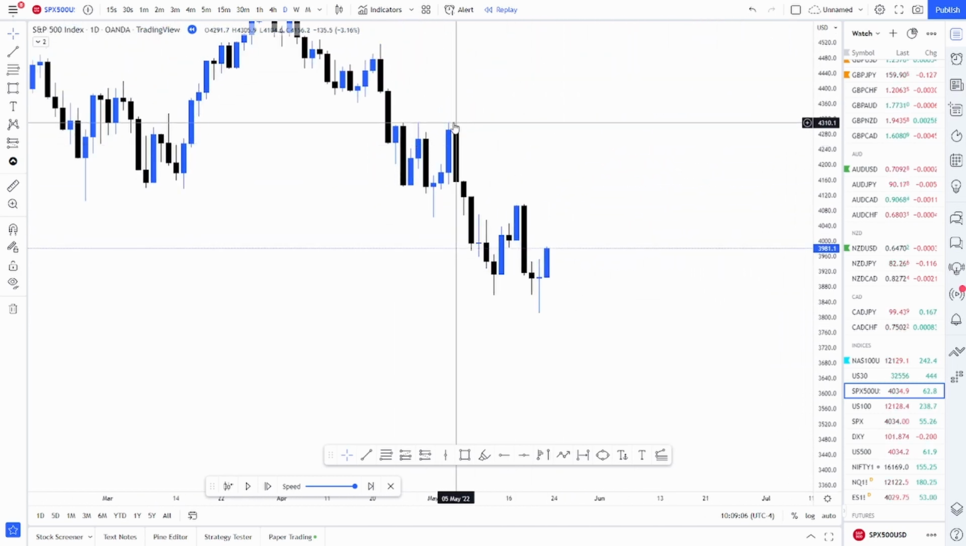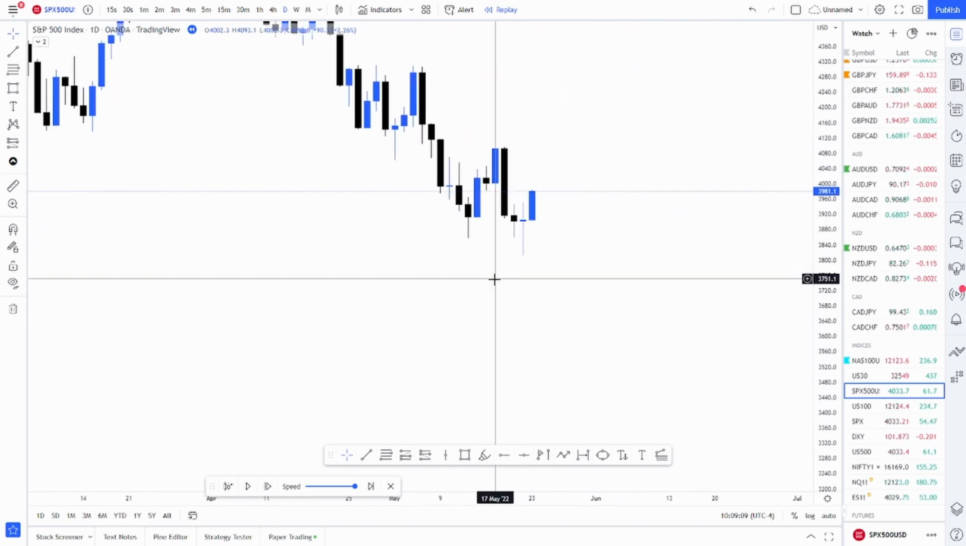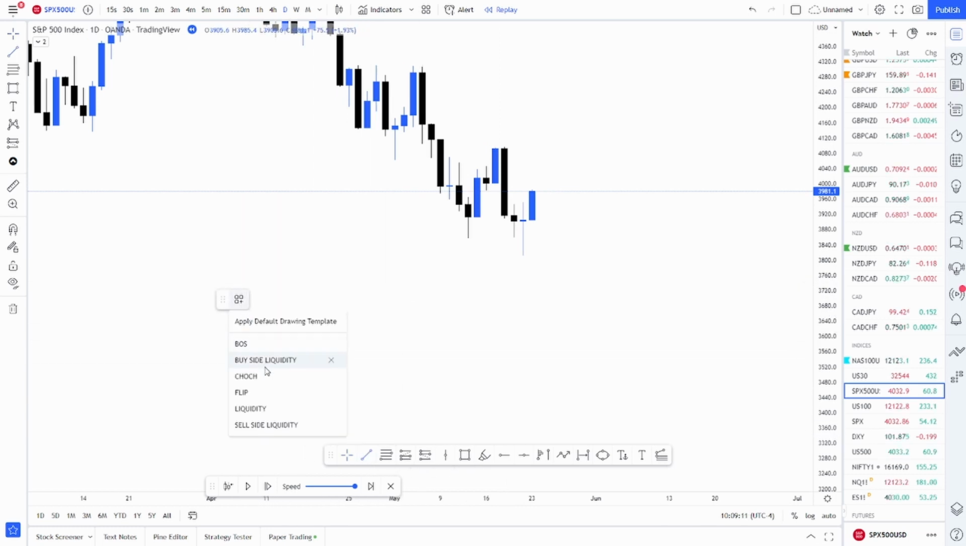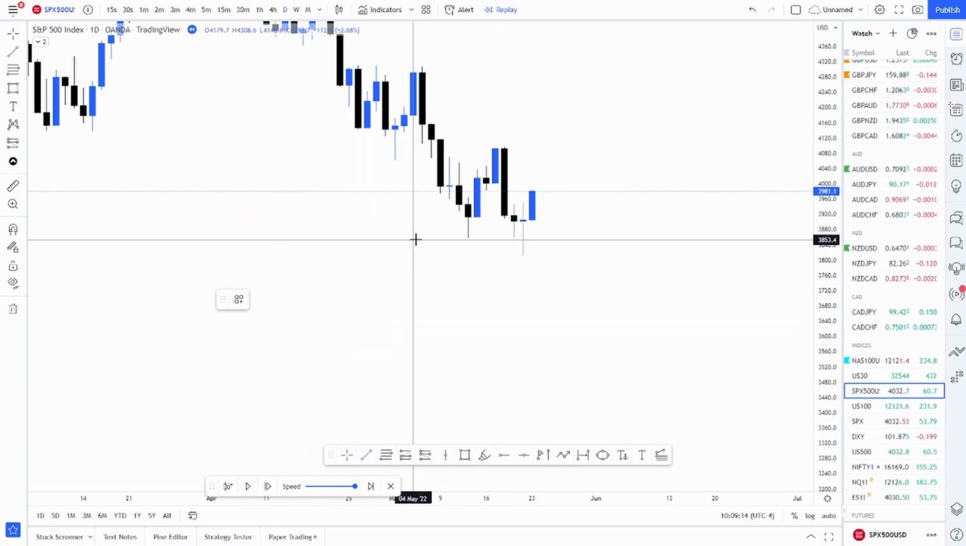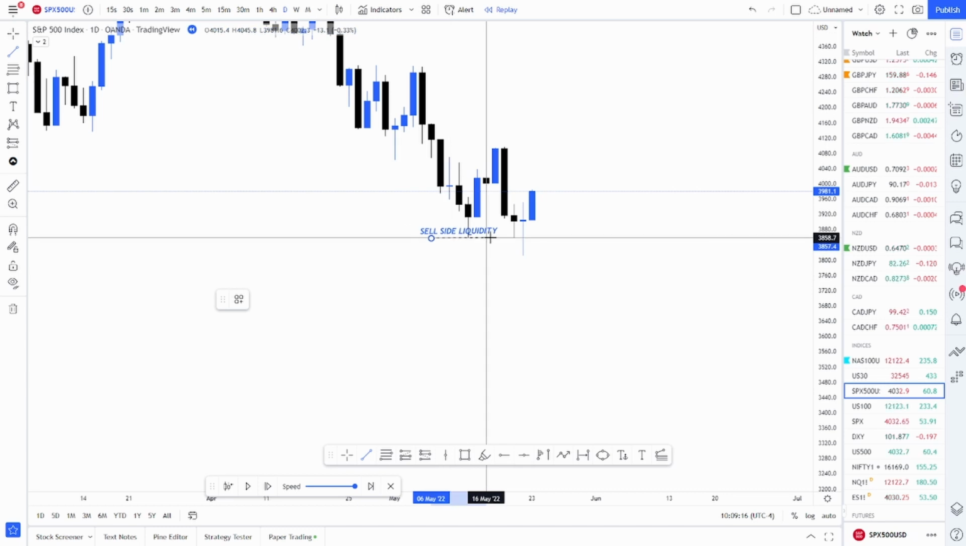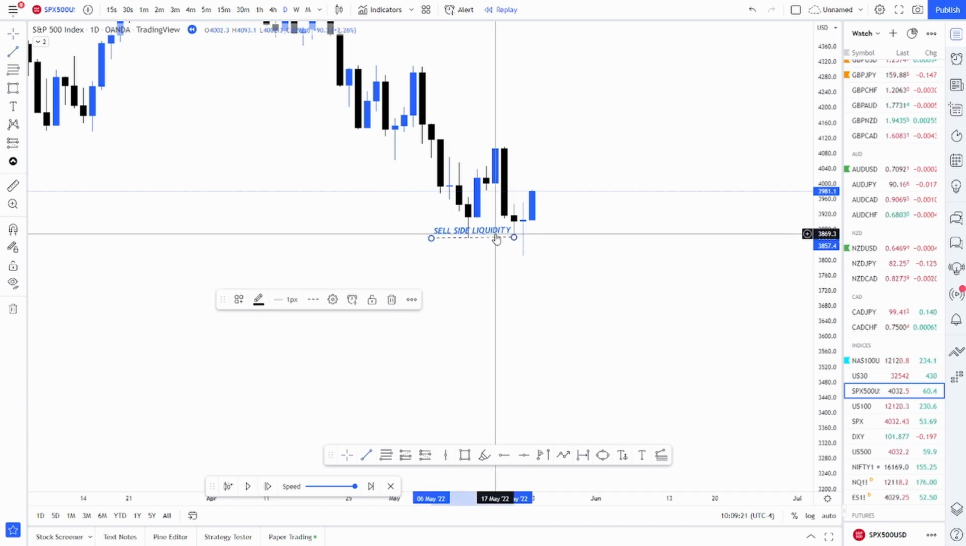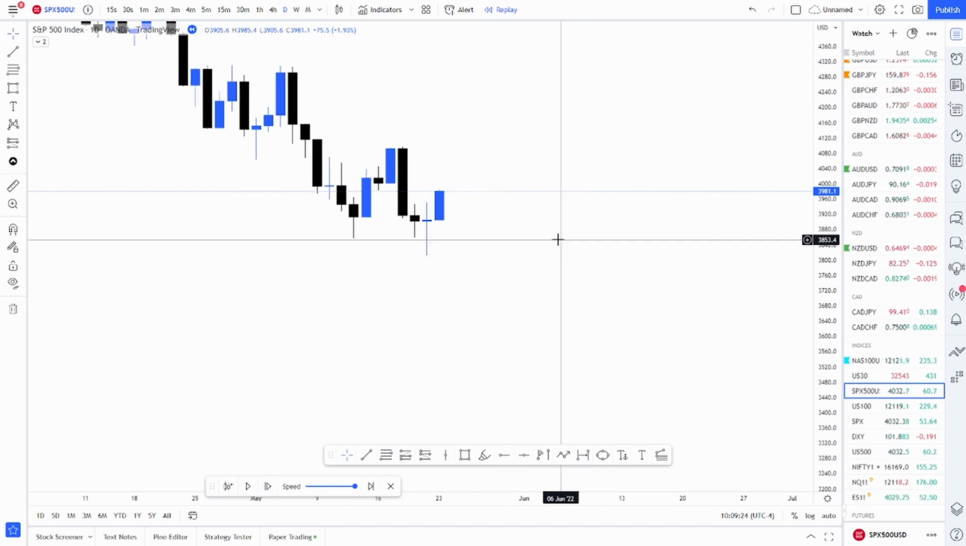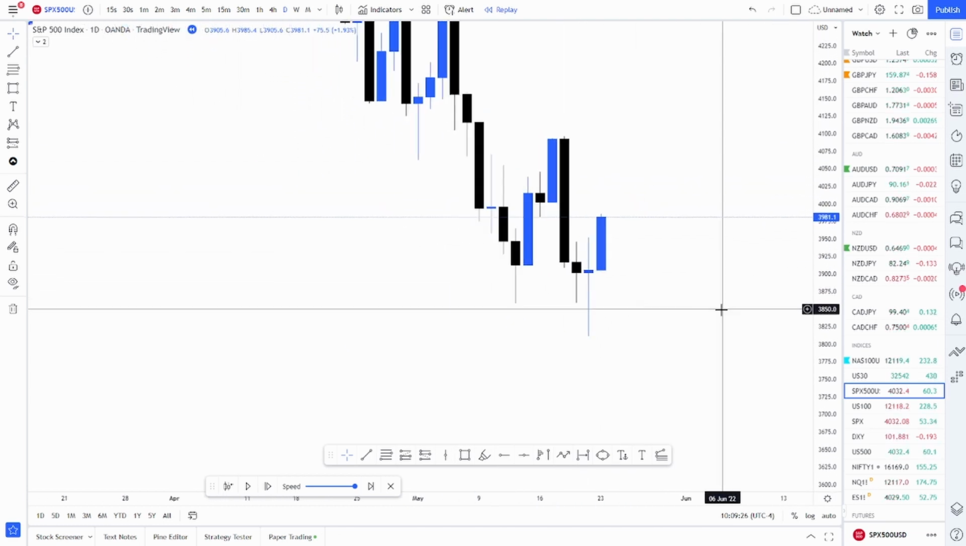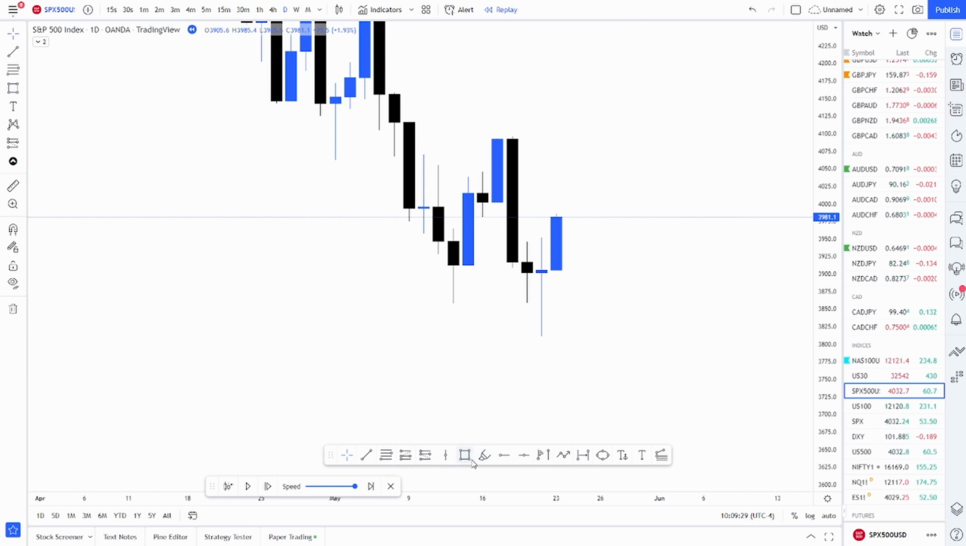As you can see, this is the daily time frame on SPX 500, and as you can see, it took a liquidity, right? This is the sell side liquidity which is taken over here. Okay, so I will remove it, and as you can see, now here comes the fair value gap, which I mark on my small videos and all. So this is the fair value gap.